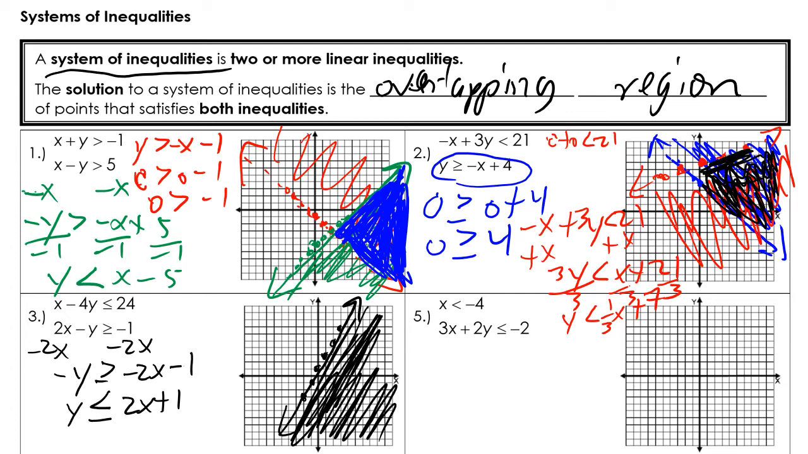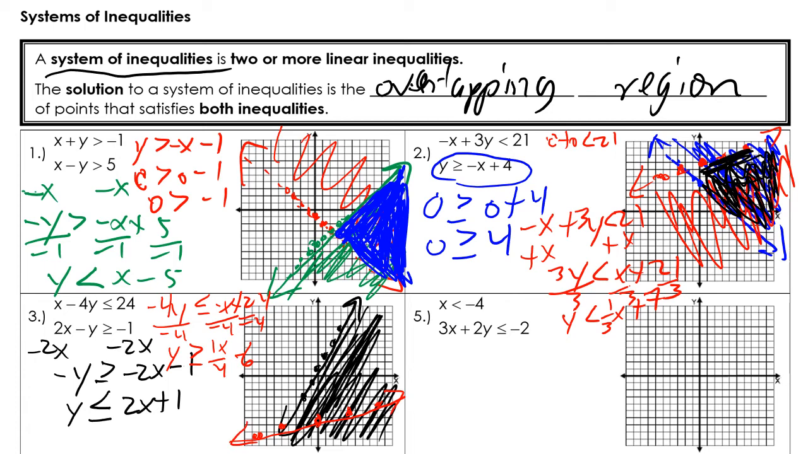Okay, other one, negative 4y less than or equal to negative x plus 24. Divide by negative 4. You get y is greater than or equal to 1x over 4 minus 6. Slope is up 1 over 4, up 1 over 4, down 1, left 4. This is another solid line.